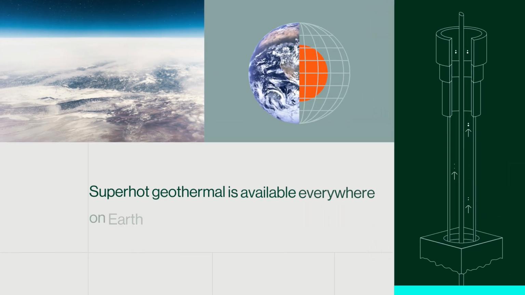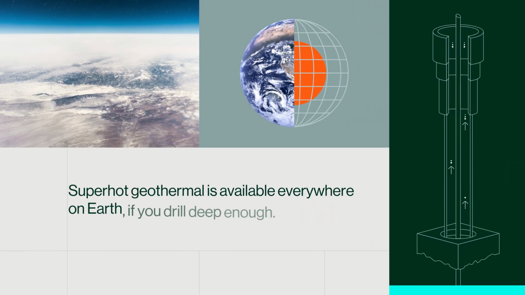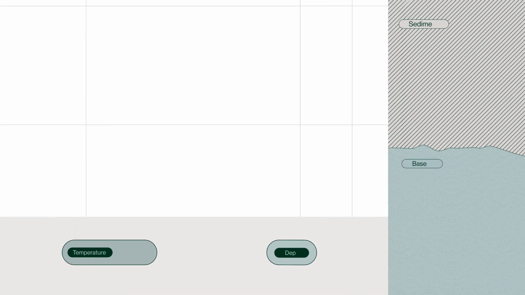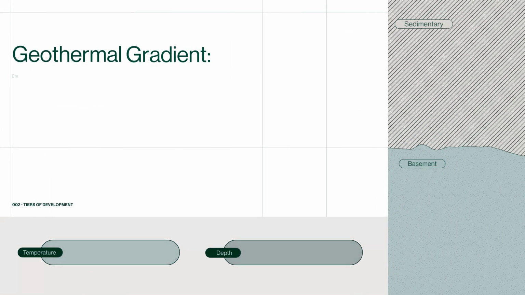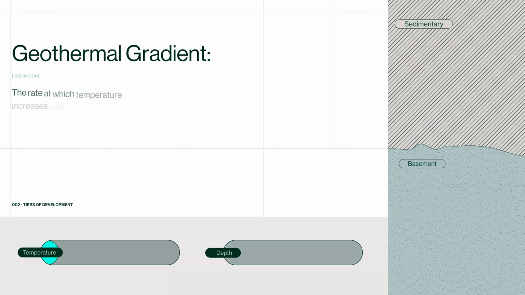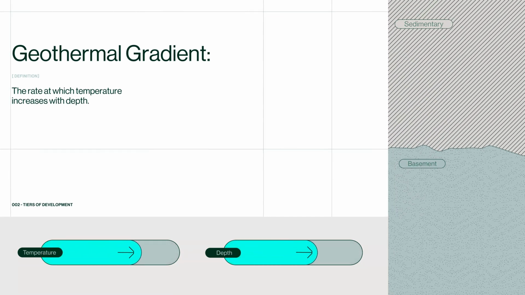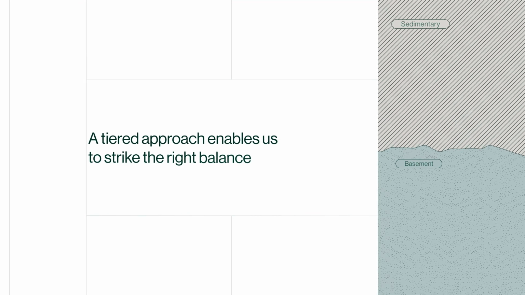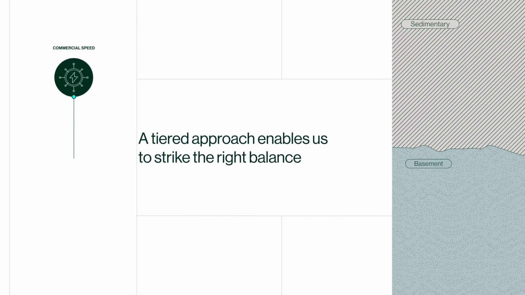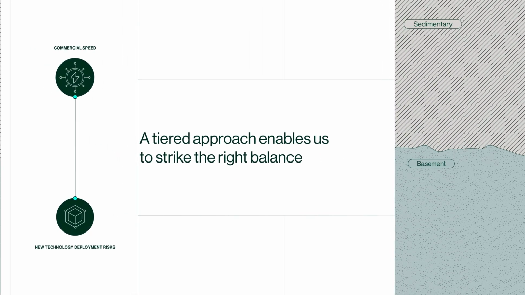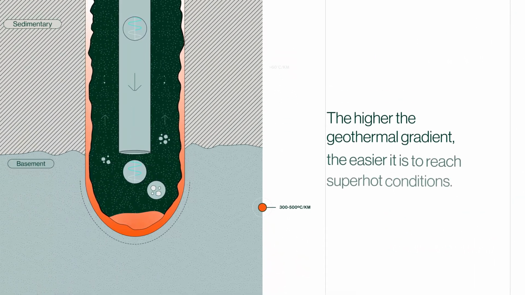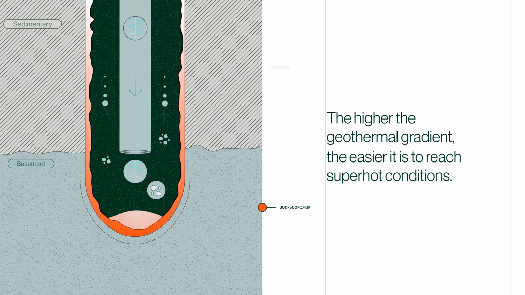Superhot geothermal is available everywhere on Earth if you drill deep enough. At Quaise, we've categorized locations into three tiers based on their geothermal gradient, the rate at which temperature increases with depth. A tiered approach enables us to strike the right balance between commercial speed and new technology deployment risks. Using the geothermal gradient, the higher the gradient, the easier it is to reach superhot conditions.